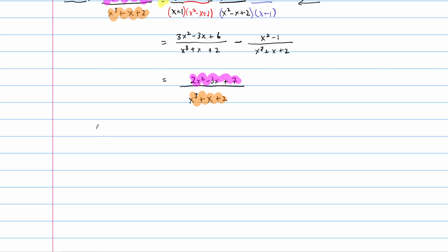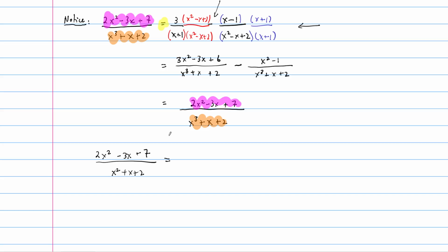So we just saw that our fraction (2x squared minus 3x plus 7) over (x squared plus x plus 2) is actually equal to a difference, or you could say a sum, because a difference is just a sum with a factor of negative 1. But it's equal, I'm going to call it a sum. So it's equal to the sum of 3 over x plus 1 minus (x minus 1) over (x squared minus x plus 2).